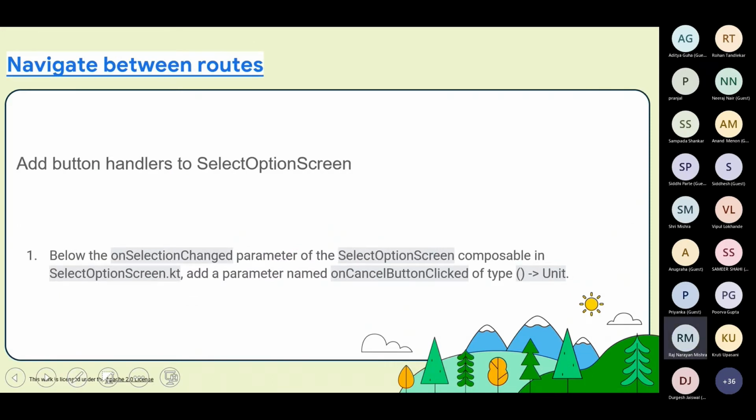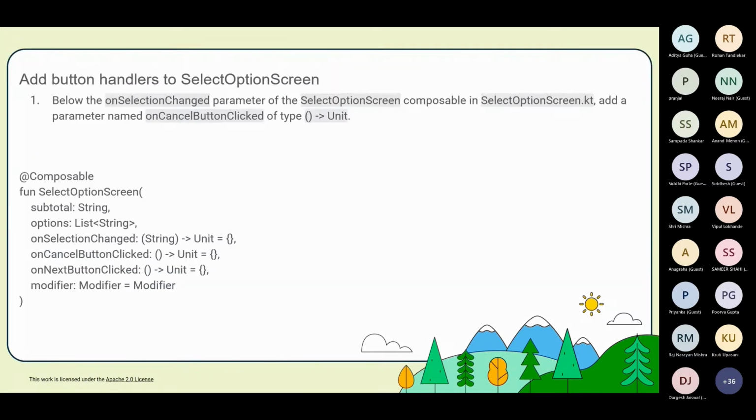Now, how are you going to select the option screen? This is for your selection. If you are changing the cupcakes, this will work as your cancel button, and this one will be your next button. Like if you have made your selection and you want to go to the other page, then you will press that and you will be migrating to your next page.